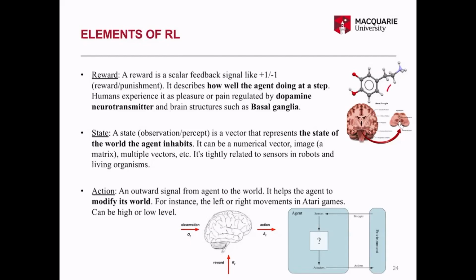So this is an image of the chemical dopamine, and the basal ganglia is around here. It's on top of the brainstem. So the brainstem is basically a controller. It's kind of regulating things such as your blood pressure and things like that.